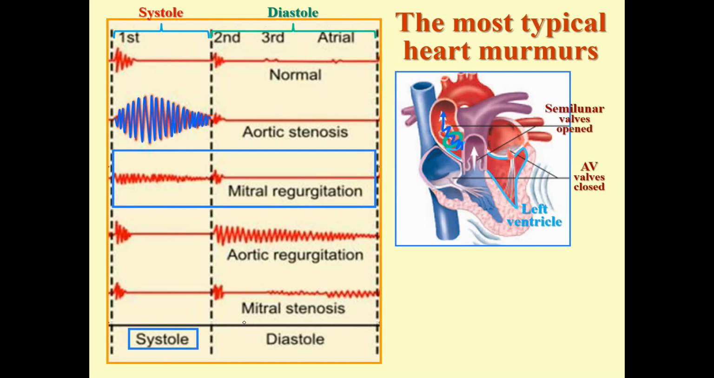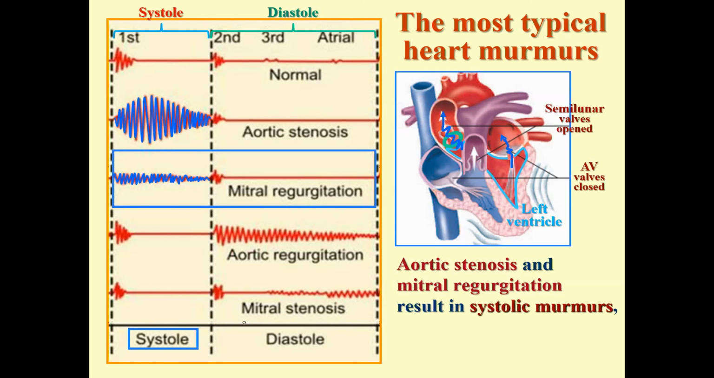And during ejection, blood not only goes to the aorta, but also partially goes back to the left atrium. It produces a not as loud murmur as aortic stenosis, but also it's systolic. And you see, this little murmur goes through the whole systole. It shows the regurgitation. So we may conclude that aortic stenosis and the opposite case of a problem with the valve, mitral regurgitation, both are responsible for systolic murmurs.